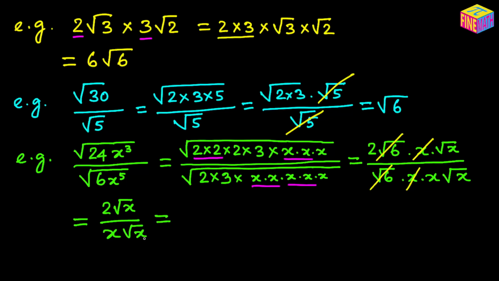And from here you can also see, in fact I could have done it in the first step itself. Again the square root of x will cancel out each other, so we are going to be left with 2 divided by x. So that is our answer.